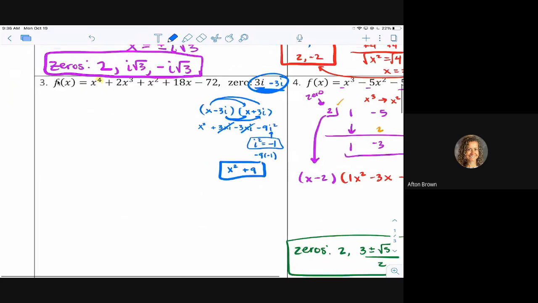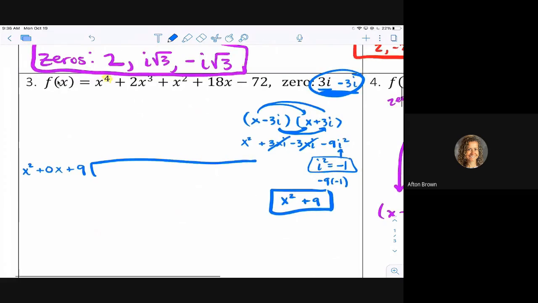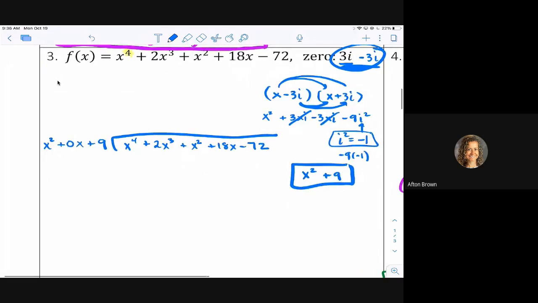Now we're ready for long division. So we write x squared plus 0x plus 9 because it skipped the 0. Let me be more careful this time. Did this part need any extra zeros? No, because it went 4, 3, 2, 1, constant. So when we write this out, you guys are lucky on a separate piece of paper, you don't have to conserve space. I'm trying to make everything fit. Okay, so I have x to the 4th plus 2x cubed plus x squared plus 18x minus 72. Then you have to have 4x, or 4 right on top.